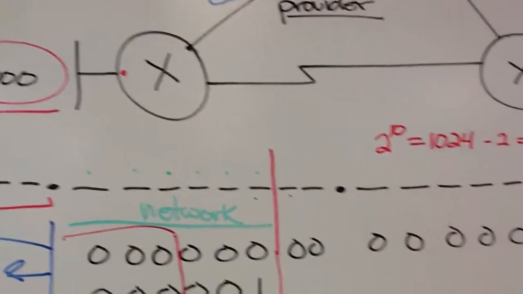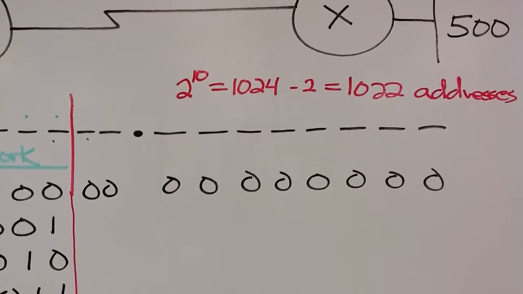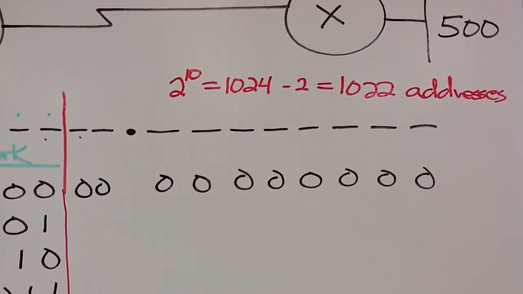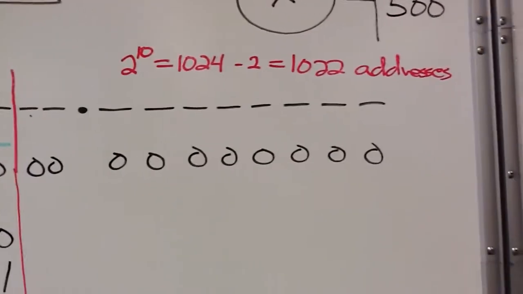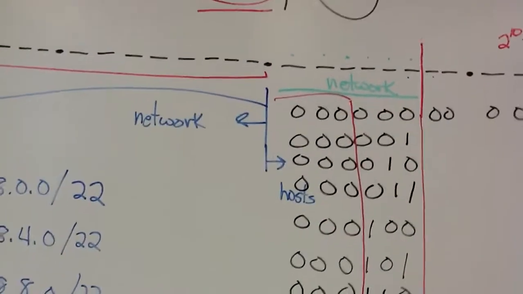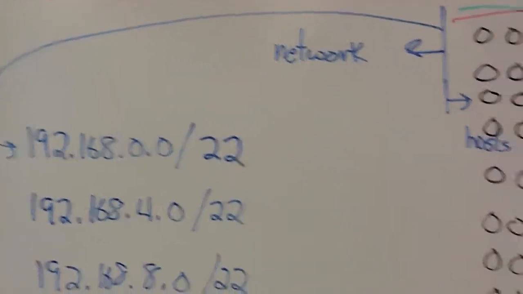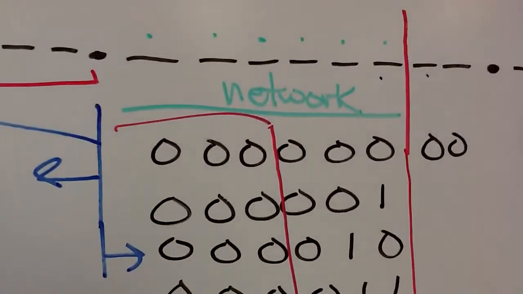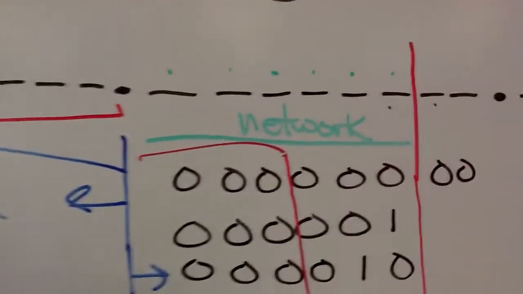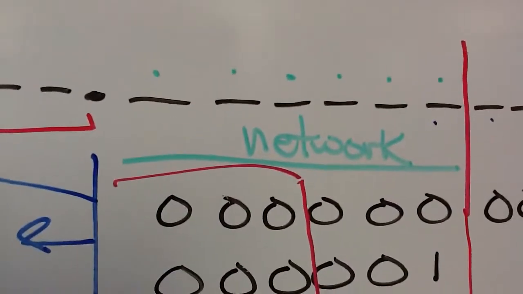So we drew the line here. That left us 10 bits to the right. 2 to the 10th, 1024 minus 2, 1022 addresses. So that'll satisfy our biggest LAN. And so then we started writing those out. We wrote the first one out, 192.168.0.0/22. 22 comes from, we got 16 bits here, 8 or 16, 17, 18, 19, 20, 21, 22, right there.